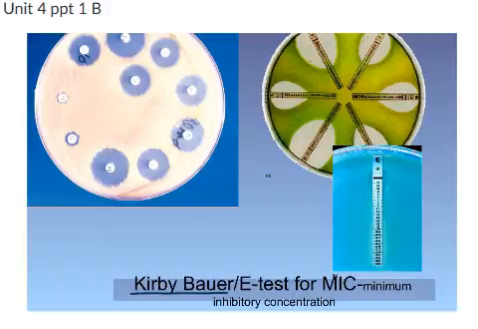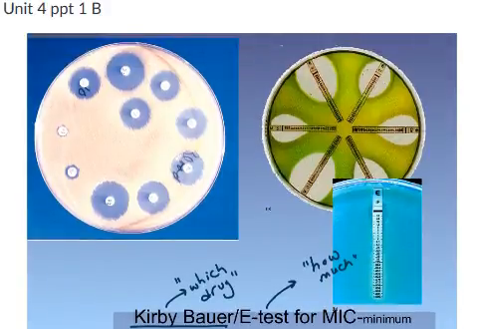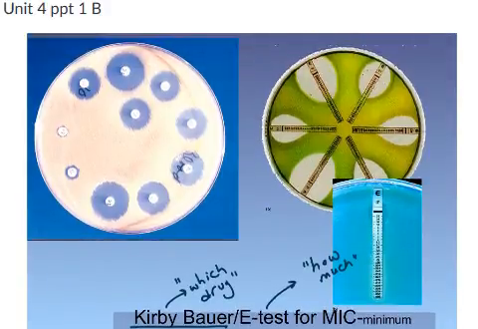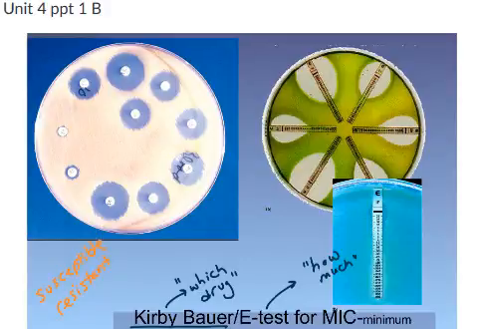So the Kirby-Bauer test is to determine which drug to actually give a patient. And then there's something known as an E-test, and this is to determine how much. So if you take a look at the Petri plate up here on the top, the terms that are usually used are susceptible and resistant. If a bacteria is resistant to the drug or susceptible to the drug, that determines how well it is or isn't at killing off the infection.